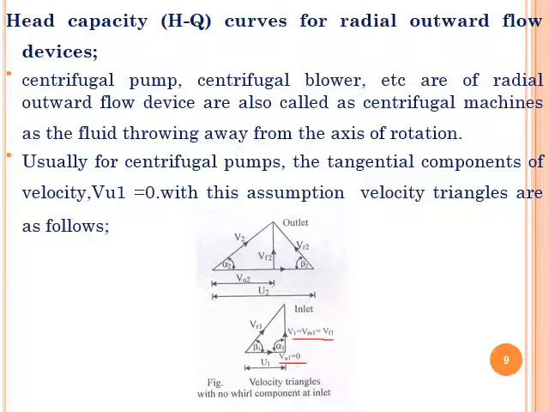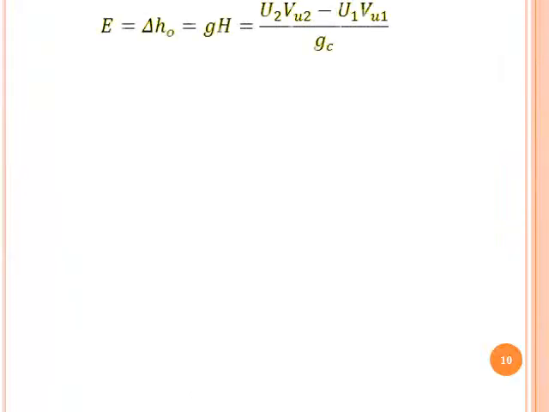That is also called as there is no whirl component at inlet. So this one is called as with no whirl component at inlet, that is Vu1 is equals to 0 at inlet. So now energy transfer or total enthalpy change or energy head is given by U2 Vu2 minus U1 Vu1 by Gc. So that is the expression for energy transfer.